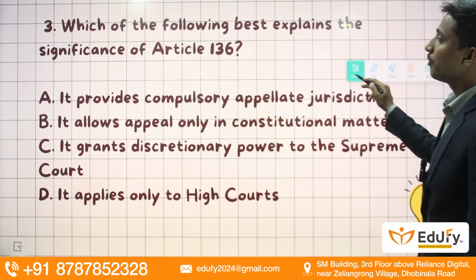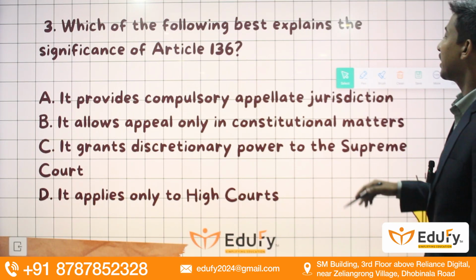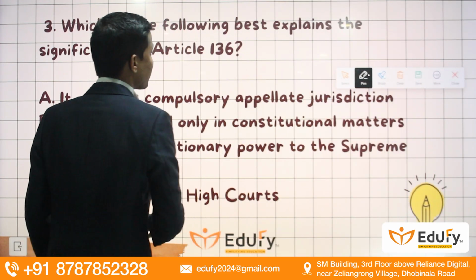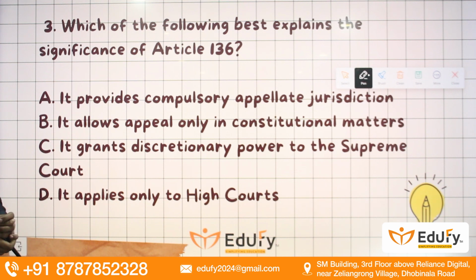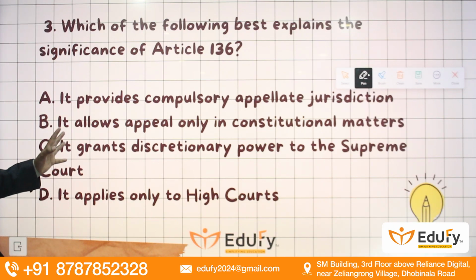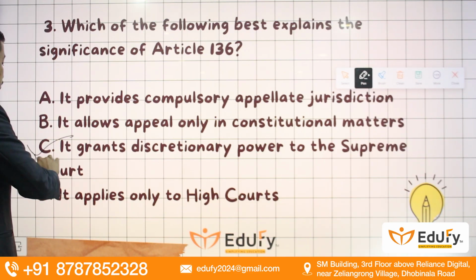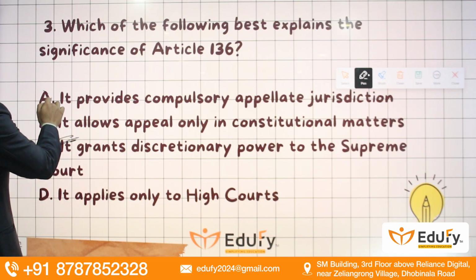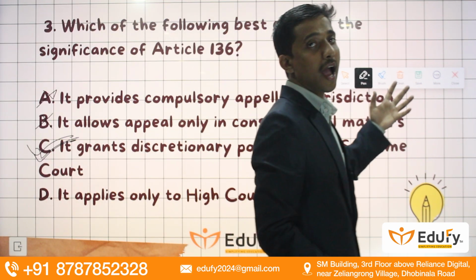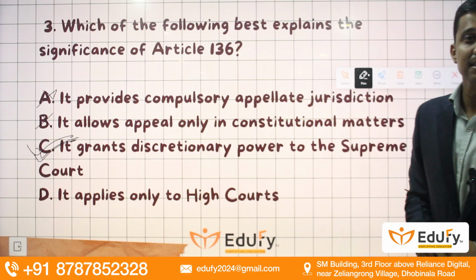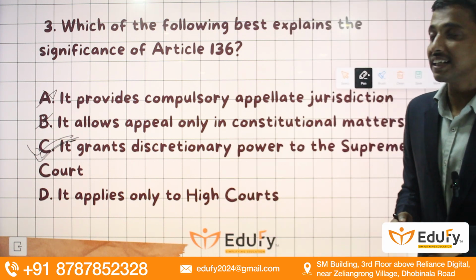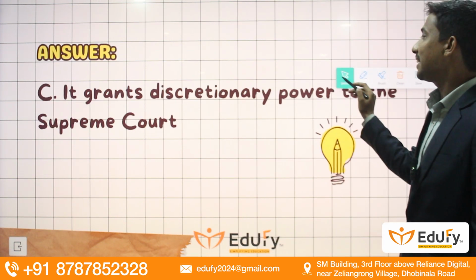Moving towards the next question, guys, we have which of the following best explains the significance of Article 136, that is the special leave petition. So guys, in as far as the special leave petition is concerned, it is the discretionary power of the Supreme Court whether to accept it or not. Okay, so it grants discretionary power to the Supreme Court. It provides compulsory appellate jurisdiction? No. It allows appeal only in constitutional matters? No, guys. That is what constitutional appellate jurisdiction is. Okay, so appellate jurisdiction has first provision under constitutional matters, then civil matters, then criminal matters, and last comes our special leave petition. Okay, so option C is the correct option.